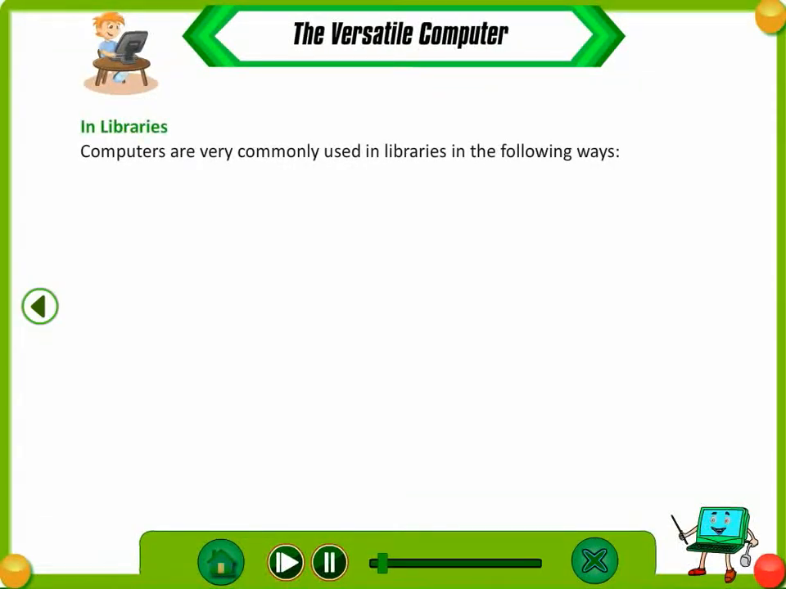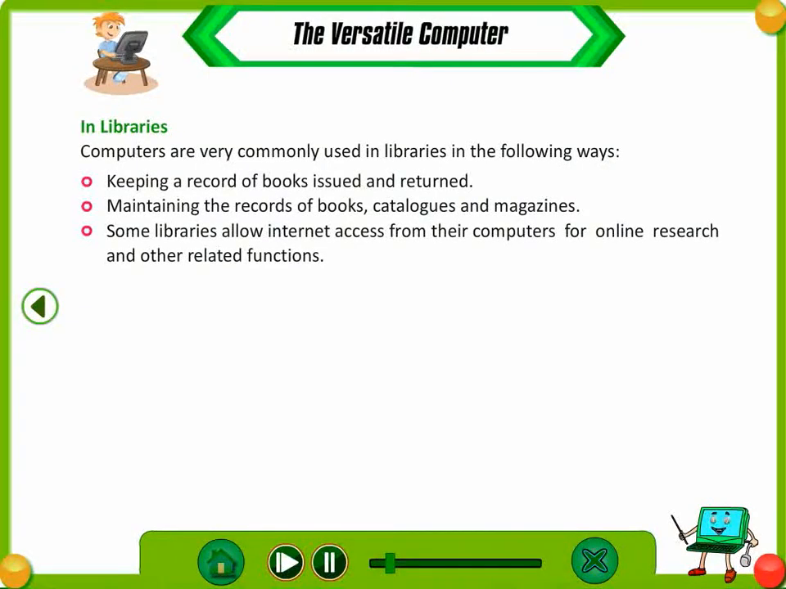In libraries, computers are very commonly used in the following ways: keeping a record of books issued and returned, maintaining the records of books, catalogs, and magazines. Some libraries allow internet access from their computers for online research and other related functions.